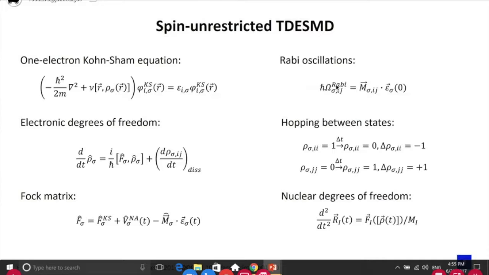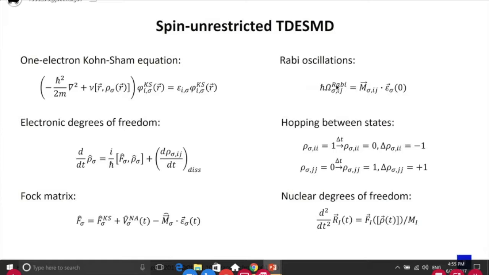Based on Rabi theory, consider transitions between I and G. The Rabi frequency is related to the transition dipole moment and the intensity of the electric field. Due to the optical-driven Rabi oscillations, there are jumps in the elements of the density matrix. So we have this stepwise change in the occupation of the two participating orbitals.